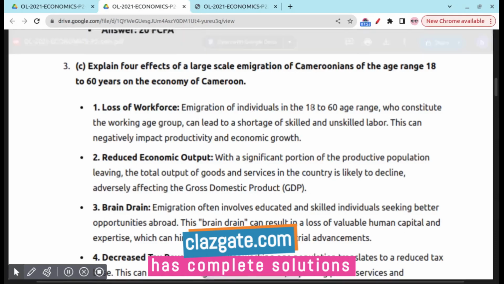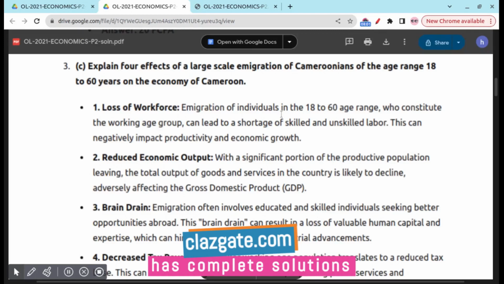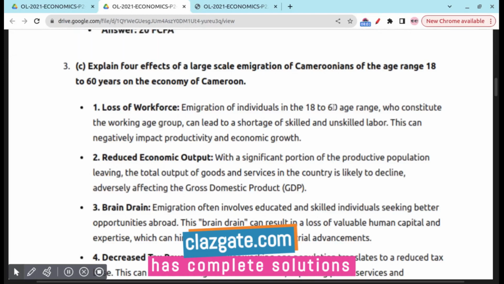Emigration of individuals in the age 18 to 60 range, who constitute a working age group. This is a working age group from 18 to 60 because retirement age in Cameroon is 60 or 65. So emigration of a working age group can lead to a shortage of skilled and unskilled labor. This can negatively impact productivity and economic growth.